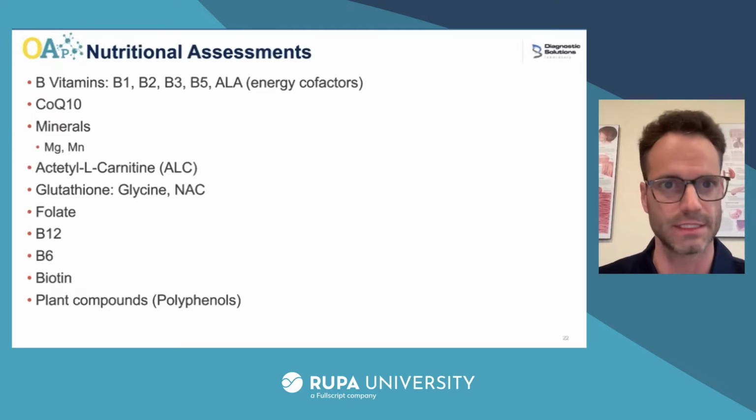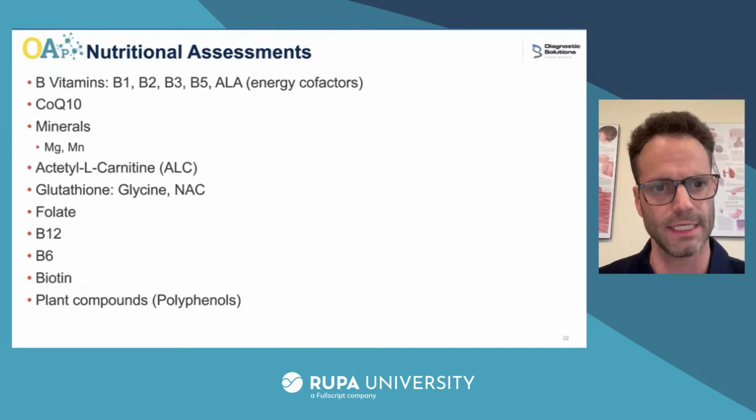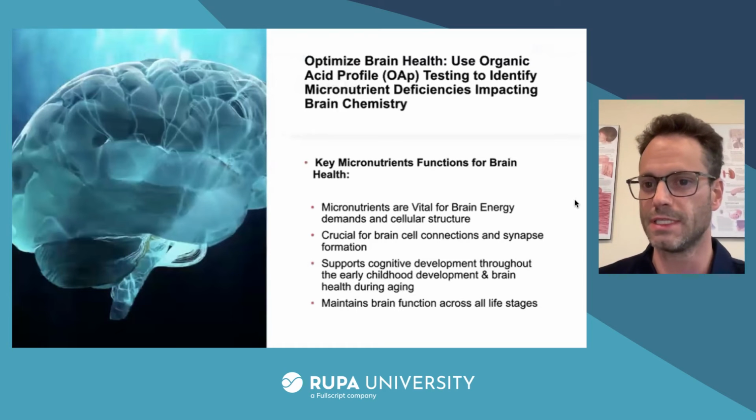So the nutritional assessment is going to give you a lot of information around not just B vitamins and ALA and things like that in the Krebs cycle and CoQ10, but minerals, magnesium, manganese. You're also going to be able to look at things like amino acids beyond carnitine, glycine, and acetylcysteine, and also different plant compounds. Hopefully that will be insightful for you.